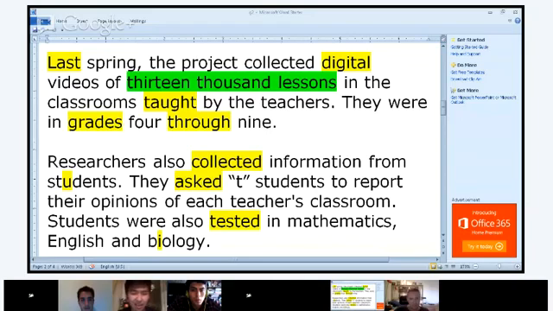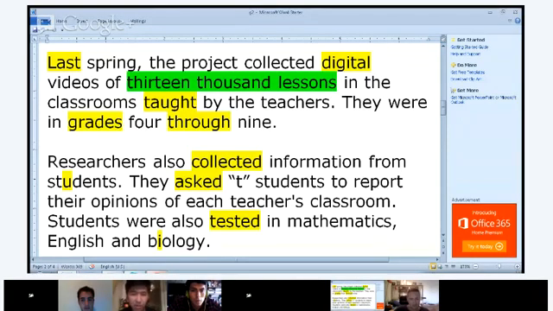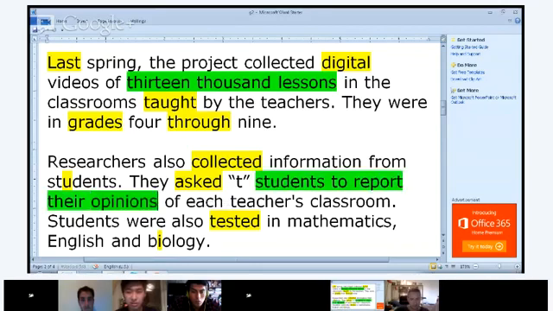Okay, and then, Dastan, another piece of information? I just want to say about students. They asked students to report their opinions of each teacher's classroom. It means that every student must report their opinions of each teacher. So student opinions. What else did they do? They also tested in mathematics, English, and biology. Okay, so the students were also given exams. They were tested.